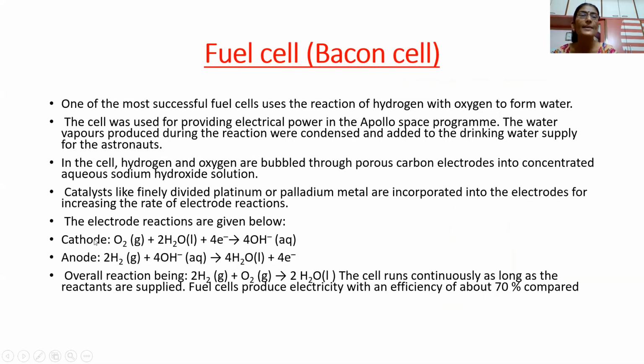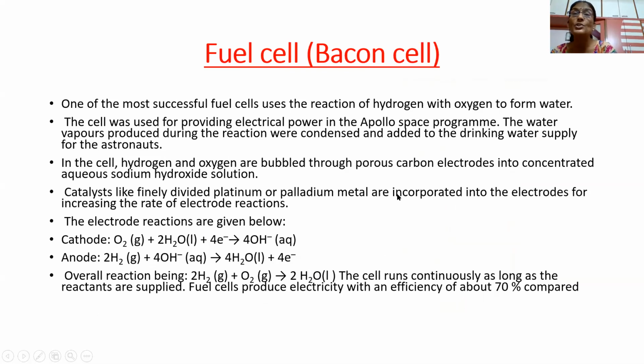See, what is the reaction taking place at cathode? We fed oxygen at the cathode; in presence of water it will gain electrons and form OH minus, and hydrogen will lose electrons and form water. So this is the reaction taking place at anode and cathode. If we add them, the OH minus will be cancelled out, electrons will be cancelled out. It is simply 2H2 plus O2 gives 2H2O. So in a fuel cell, the redox reaction is nothing but a combustion reaction of hydrogen.